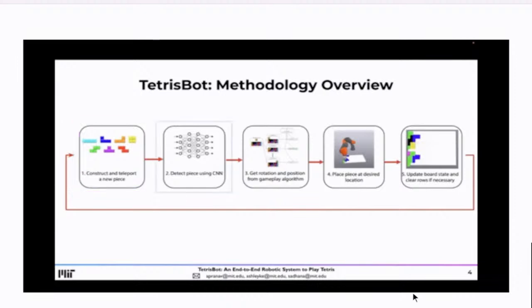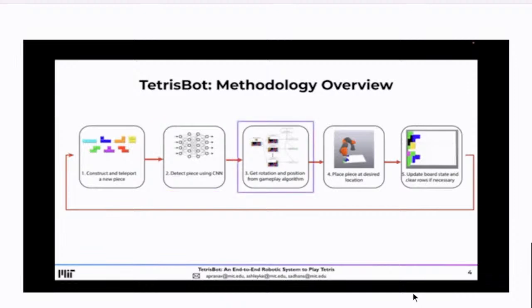Once we have that randomly generated piece, we use a convolutional neural network to detect which piece we've teleported in. We use a MobileNet CNN as our base network, and we train a couple of layers on top of that to determine which of the 7 pieces we've randomly generated.